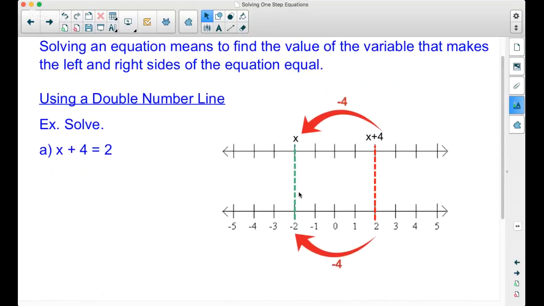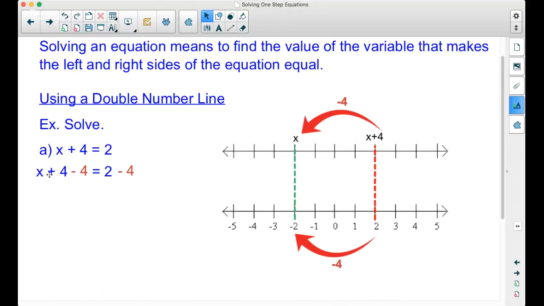If we look at this algebraically, it looks like this. Here's the question that we started with. Remember that we subtracted 4 from the x plus 4. So here's subtracting 4 from x plus 4, and we did the same thing to the 2. When we talk about equations, we often talk about doing the same thing to both sides of the equation to make sure that they stay equal.